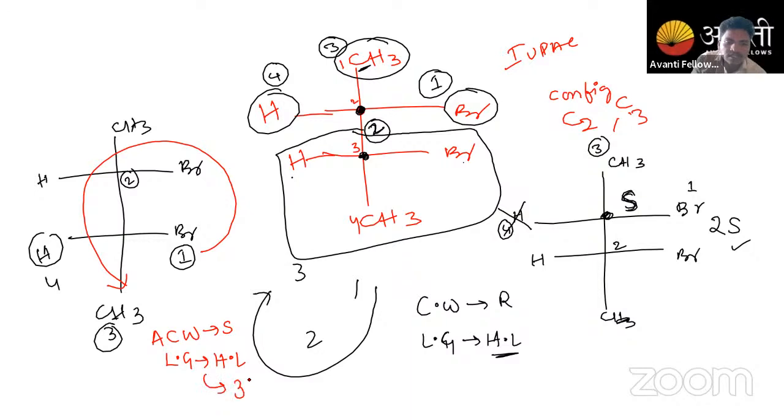Now for the third carbon configuration, what is going to happen? Tell me in the chat box, guys. Anti-clockwise is yes, but the lowest group is at the horizontal line. Now what will the configuration be, R or S? Yes. Now this will become R configuration. So the third carbon will have R configuration, but the second has S configuration. So the answer for this question is 2S, 3R.